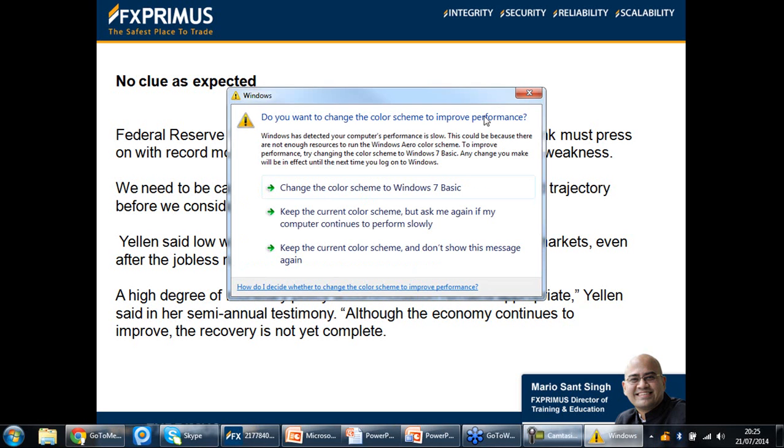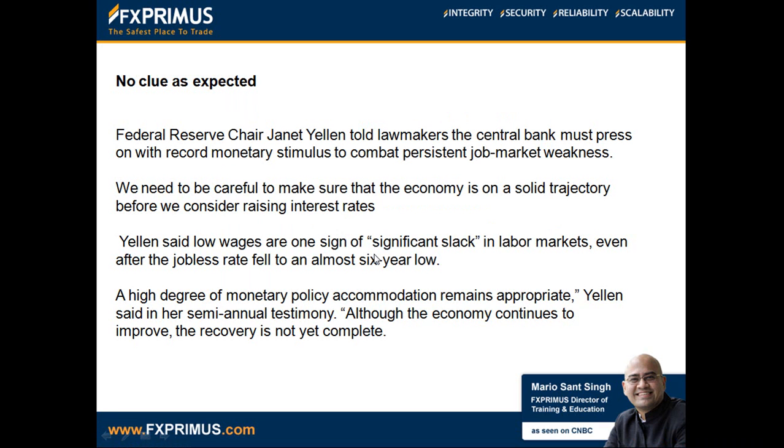As early as probably she will mention change color scheme to window sale. Okay, let me see. I need to really close this. It's very irritating. Okay, I don't show this message again. Okay, hopefully it doesn't pop up again.